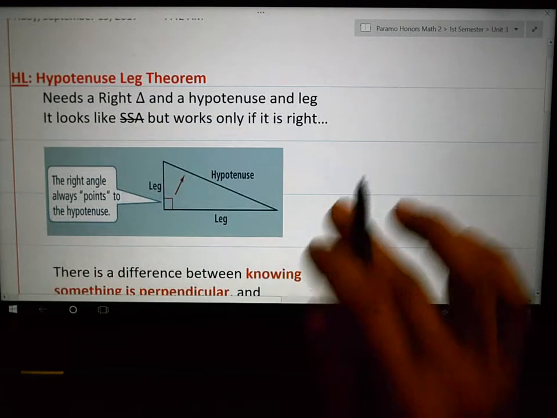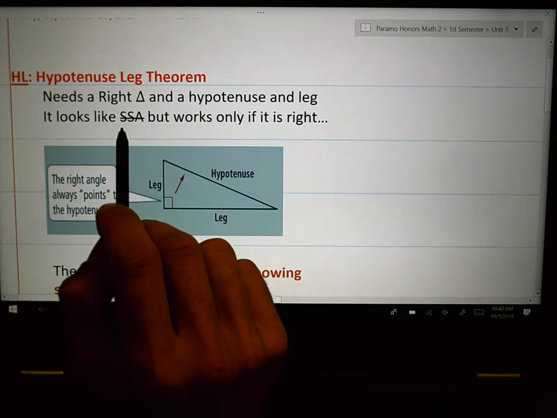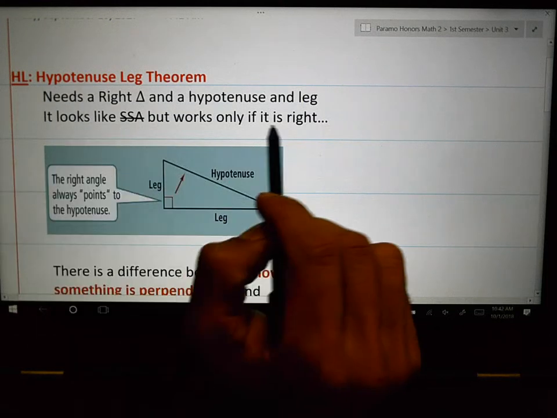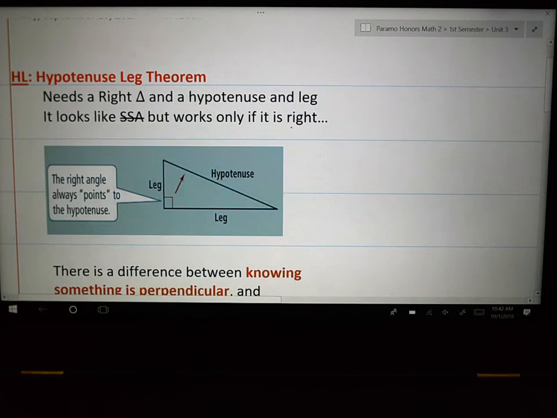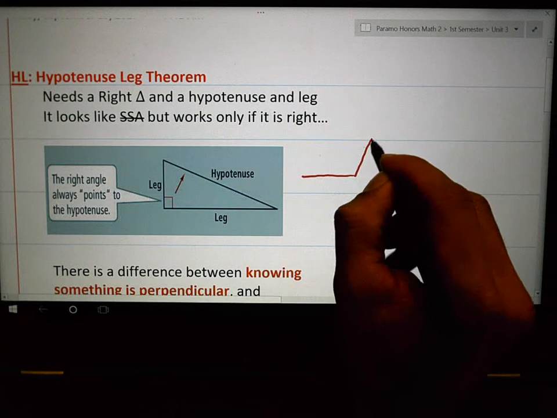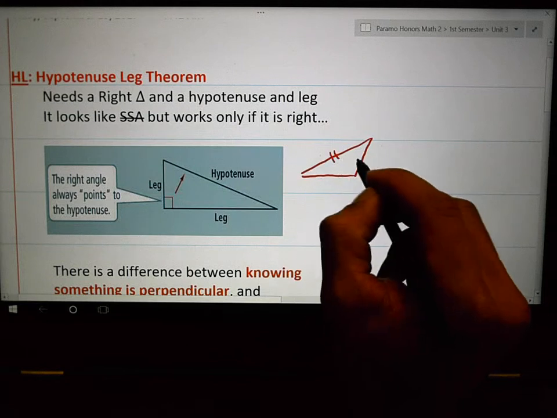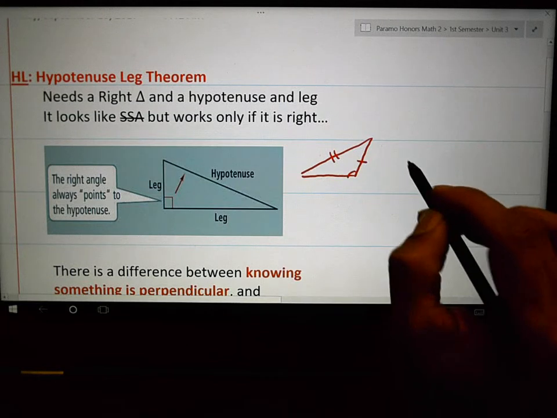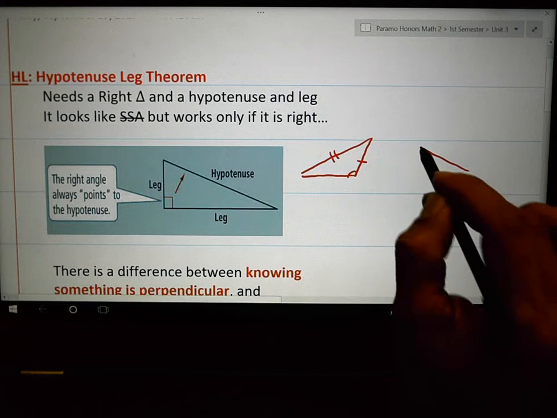So if you see this, you need to look to see if it has a right angle. If it does, then it might be HL. If you see a side-side angle and there is no right angle, it's not enough information. Okay? I have seen triangles that look like this, and I've seen a triangle that looks like this.